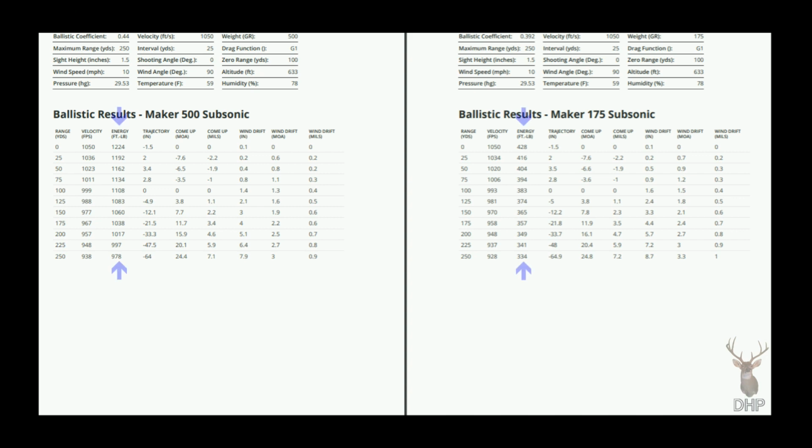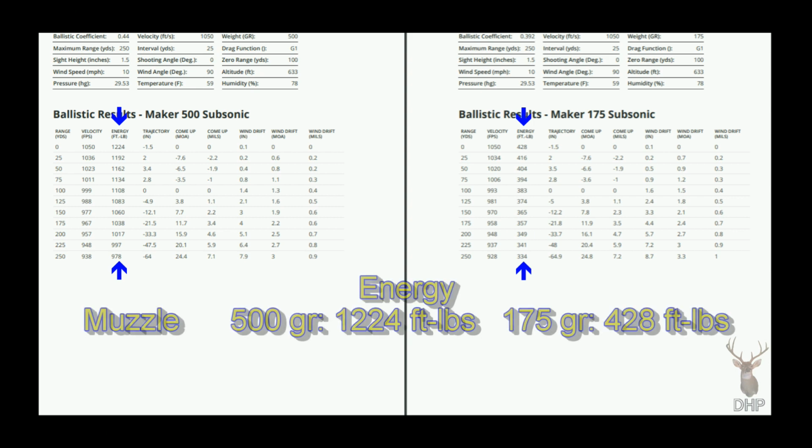It's been a pretty flat race up to this point between the 175 and the 500, but when we start to talk about energy, we see it's a long chalk between them. The 175 is not quite 1/3 of the 500, but it's close. Now let's look at the energies. We see that the 500 has 1224 foot-pounds of energy, and the 175 has 428. And what is about 1/3 of 1200? 400. So we're very close to 1/3.